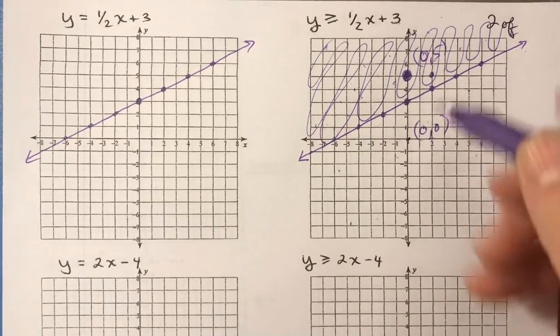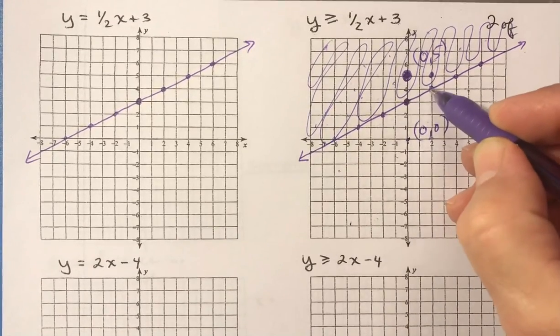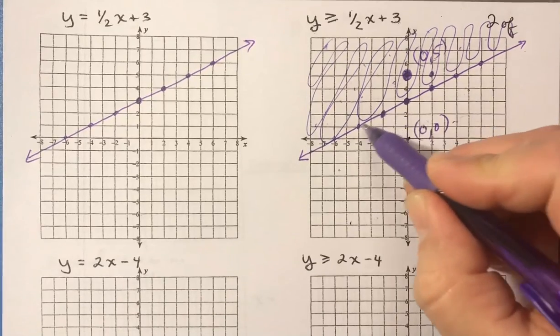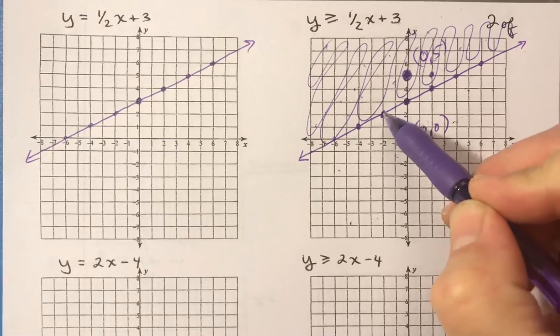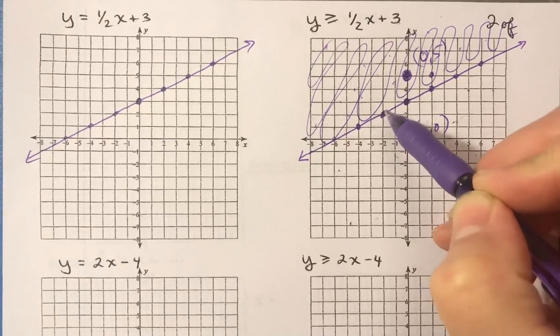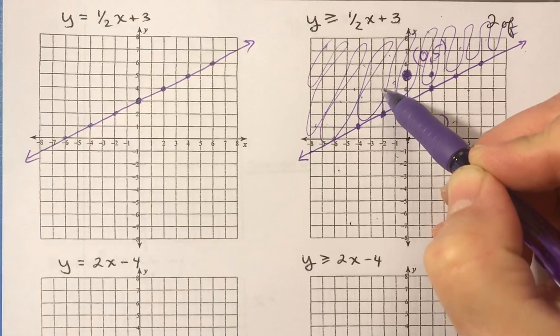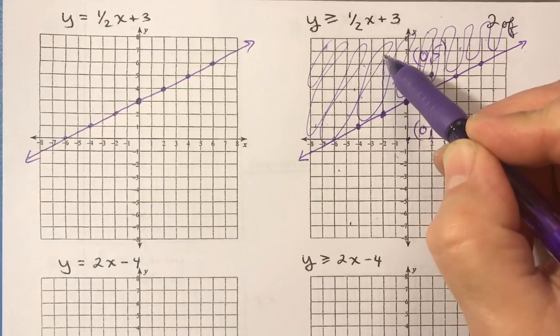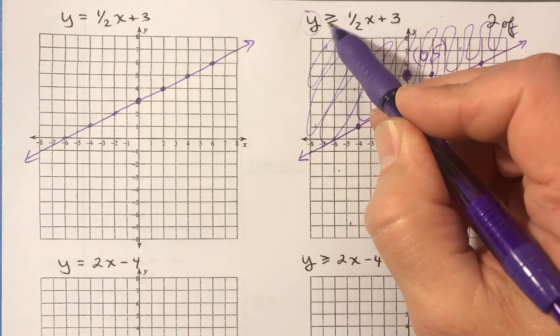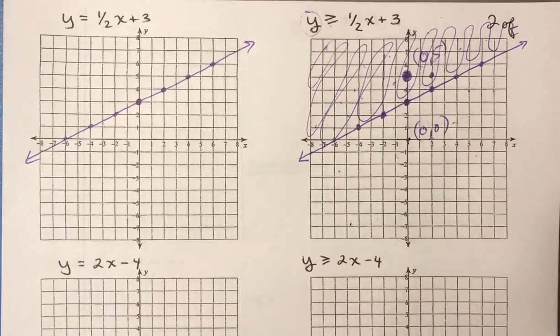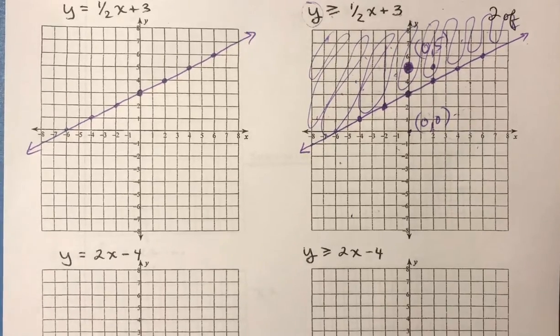Now, another way to think about it is if you put your pen or your pencil on any one of these points on the line, and then think to yourself, okay, y is equal to 1/2 x plus 3. As I move up, my y value is getting bigger, and that's what we want, y to be bigger than or equal to 1/2 x plus 3.